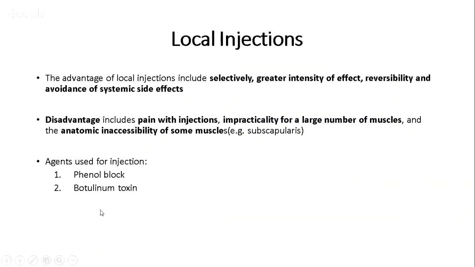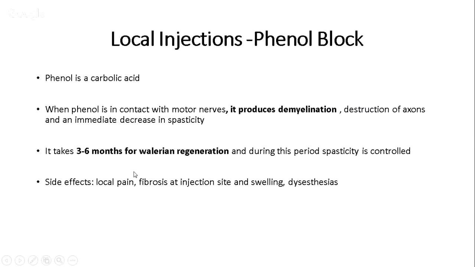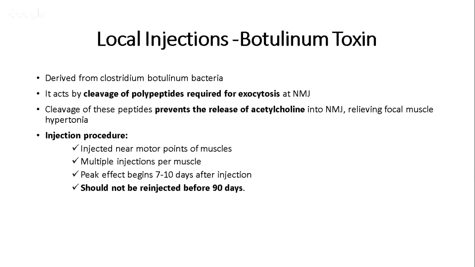So one new thing that I read was the phenol block. I have never heard of this. I was in a PM&R lecture where they use carbolic acid and this causes demyelination. So for at least 3 to 6 months, it causes Wallerian degeneration and makes the muscle weak, so it helps in the spasticity. You can have a lot of swelling in the area.